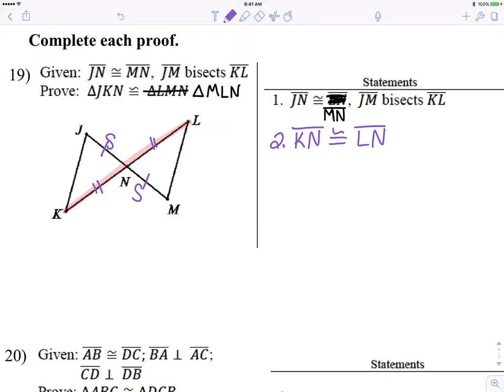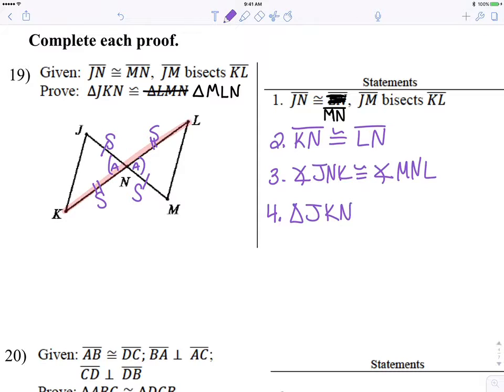So far I have two pairs of parts. I can easily assume that these angles in between are congruent because of vertical angles. So I'd say angle JNK is congruent to angle MNL. And now I'm ready to go ahead and say the triangles are congruent because I have three pairs of congruent parts in the order side, angle, side. So triangle JKN is congruent to triangle MLN.